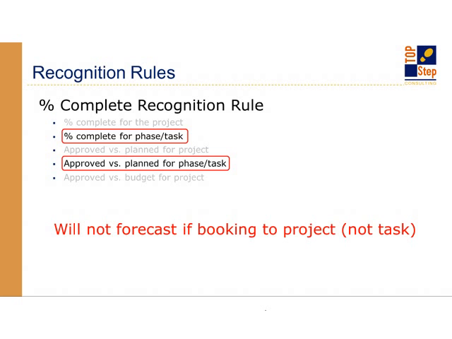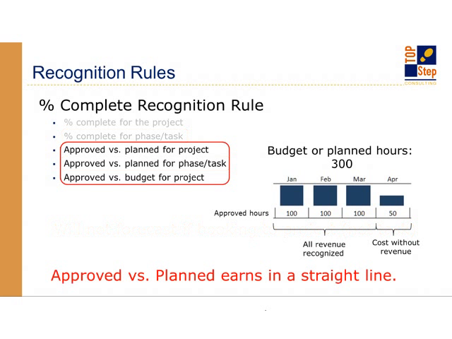This group here, the approved versus planned or approved versus budget, ignores that whole demo of how project percent complete is calculated. And it just does what I call a straight line. I know there's a thing called straight line projections in the system. What I mean is every hour worked counts toward recognition. There's no capping at 100% complete of a task. It's just if you've got an approved hour, it's going to count.